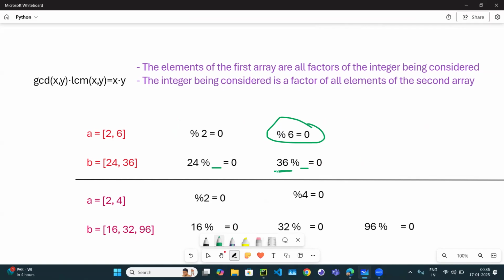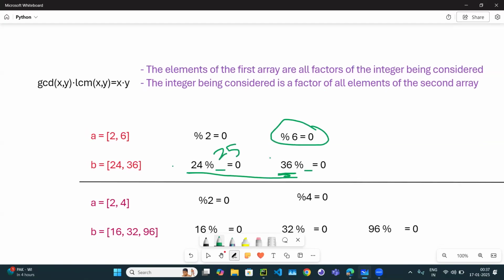Till a minimum of 24 and 36. Because if you go more than 24, like 25, right? If you go more than 24, 25, will this condition be satisfied? No. If you put 26, no. 27, no. 36, even though this condition is going to be satisfied, this condition is not going to be satisfied.